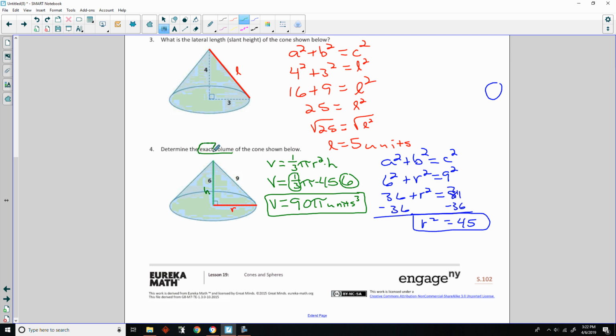When they say exact, they mean to leave it in terms of pi. Pi is irrational. If you said 90 times 3.14 and got a decimal and rounded, that would not be exact. Whenever it says exact, always leave it in terms of pi.